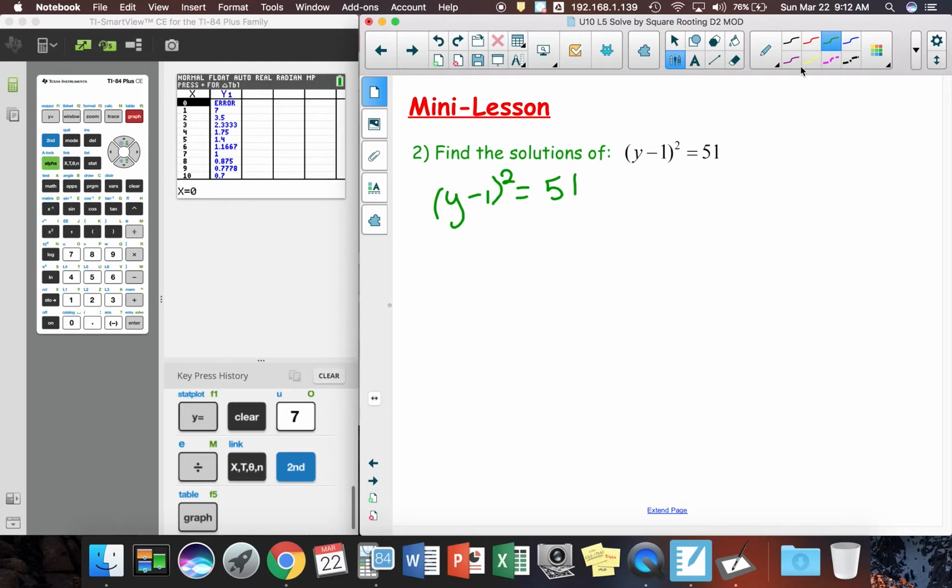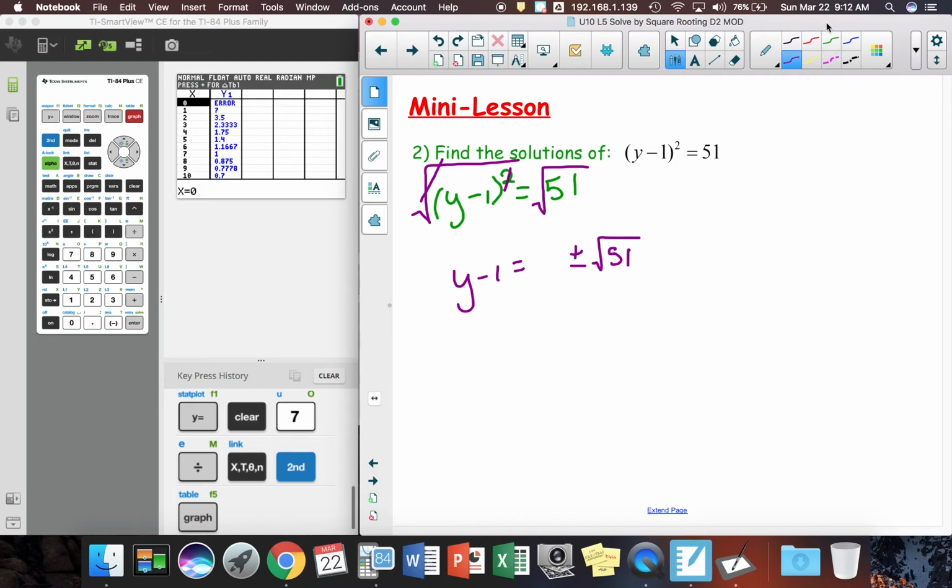So in order to do that, change my color back. I need to take the square roots of both sides because the opposite of square is square root. Square root here, square root here. That cancels, that cancels. We're left with y minus 1 equals, now remember we took the square root on this side. Because we did that, we need to include plus and minus square root 51.